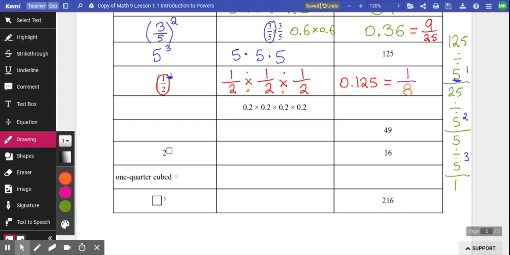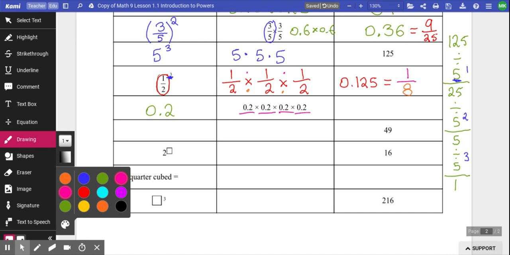Perfect. The next one. We got decimals, so that's nice. Did anyone change the decimals to fractions? Magnus. Good. It's a decimal. Leave it as a decimal. Make your life easier. So you got 0.2 times 0.2 times 0.2 times 0.2. The base is 0.2. The exponent is how many times. I did it once, twice, 3 times, 4 times. So it's 0.2 to the power 4.